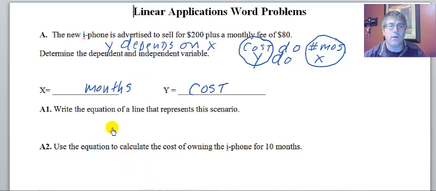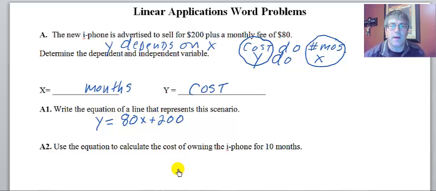So we want to write the equation of a line that represents this scenario. So this is costing us $80 every month plus a fixed cost of $200 for buying the phone. So my cost, Y, equals $80 per month, 80 times X, plus 200. So there's the equation of my line.